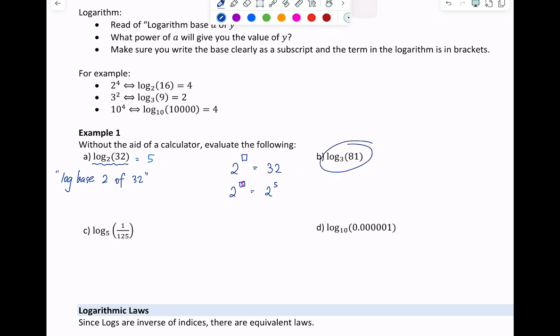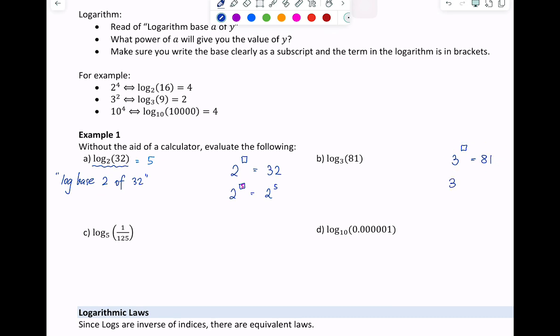Moving on to part B here, log base 3 of 81. Essentially what we're asking is 3 to the power of something equals 81. We can work on this exponential format here and re-express 81 as 3 to the power of 4. So what sits in that box there? That is 4. So log base 3 of 81 is equal to 4. Moving on.